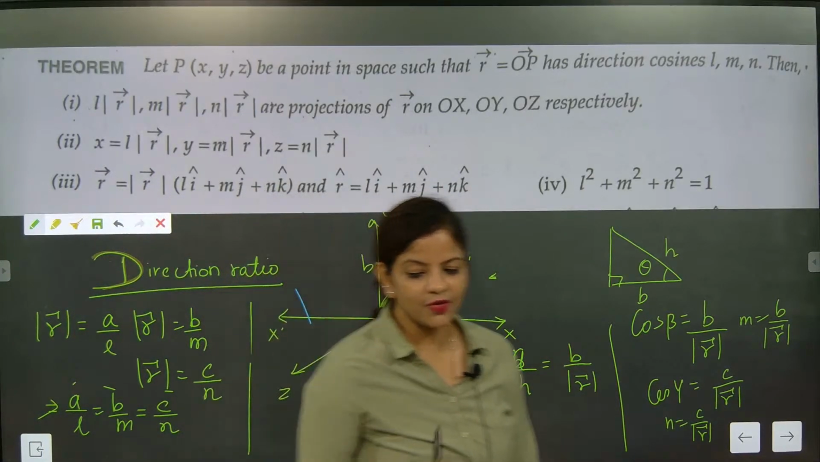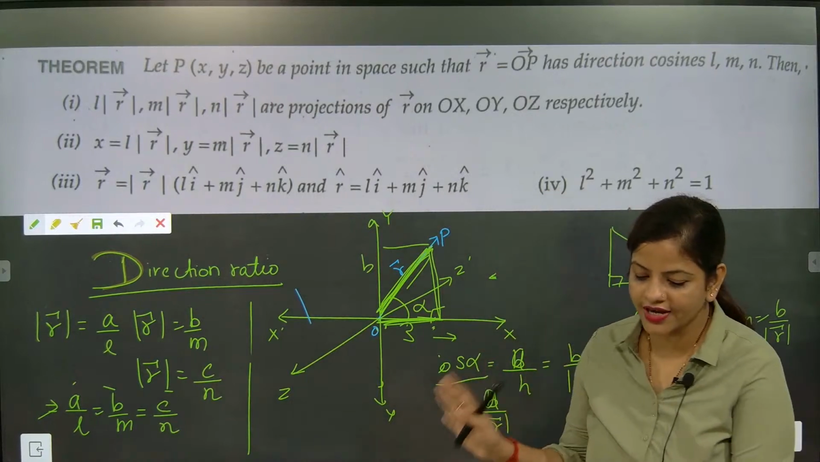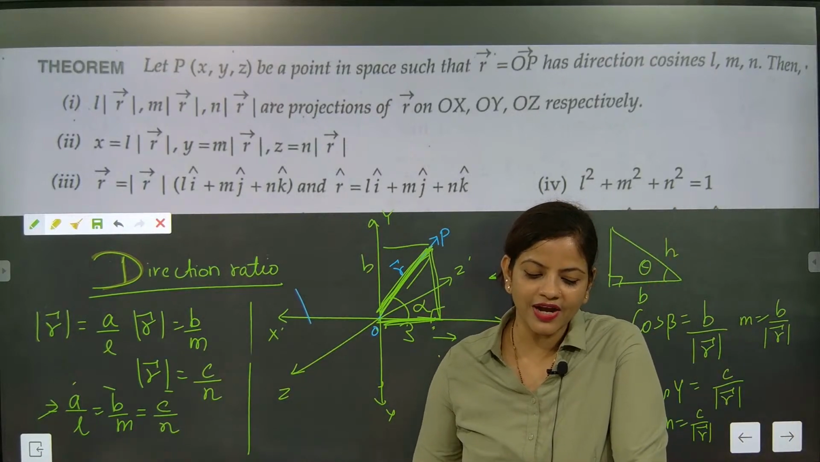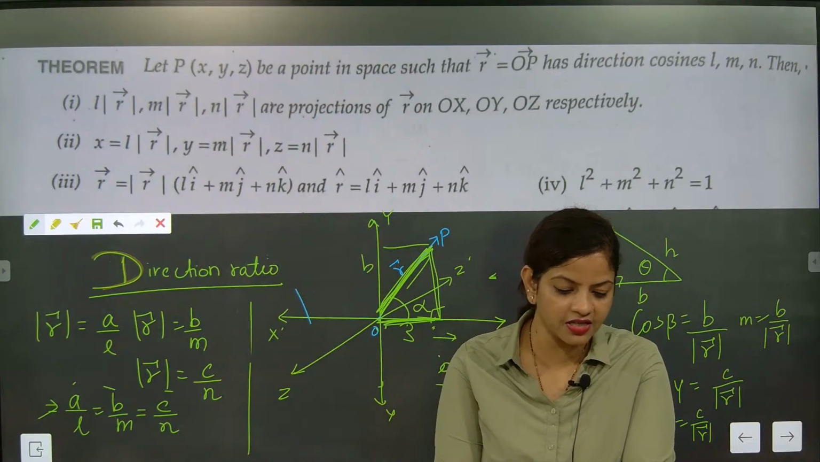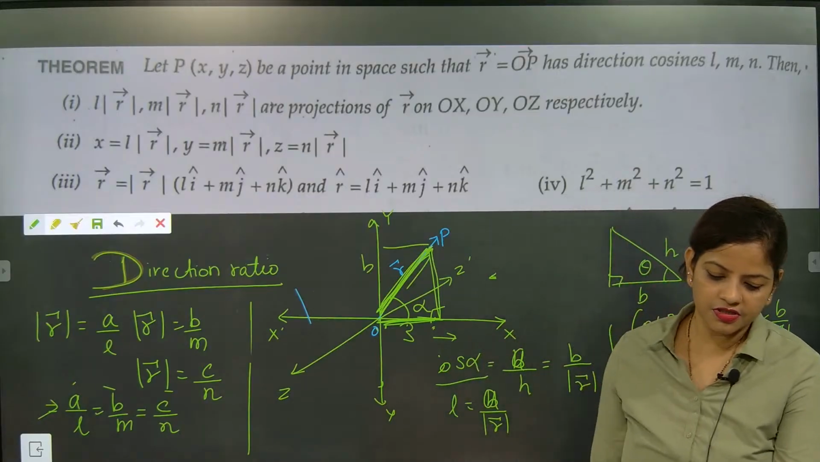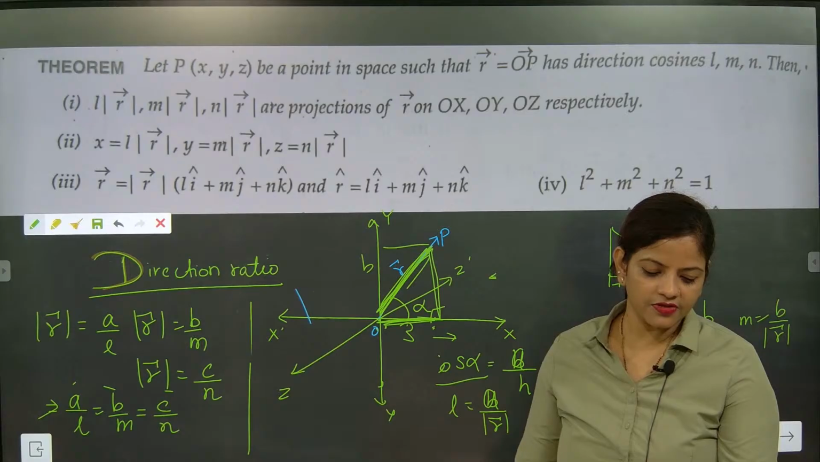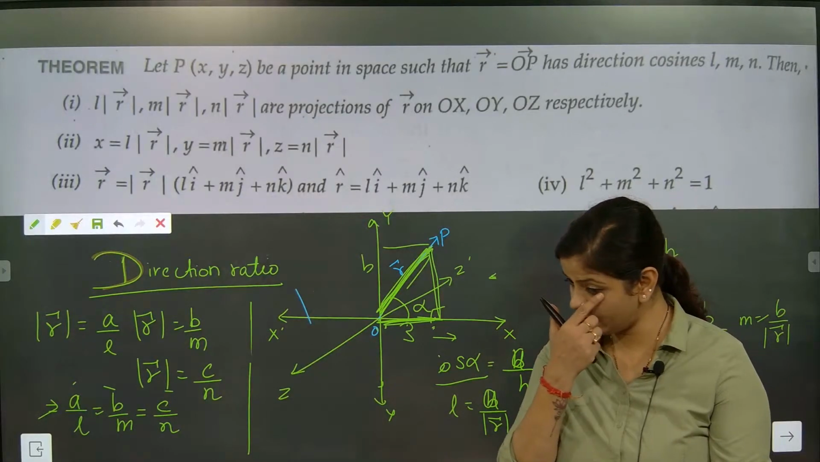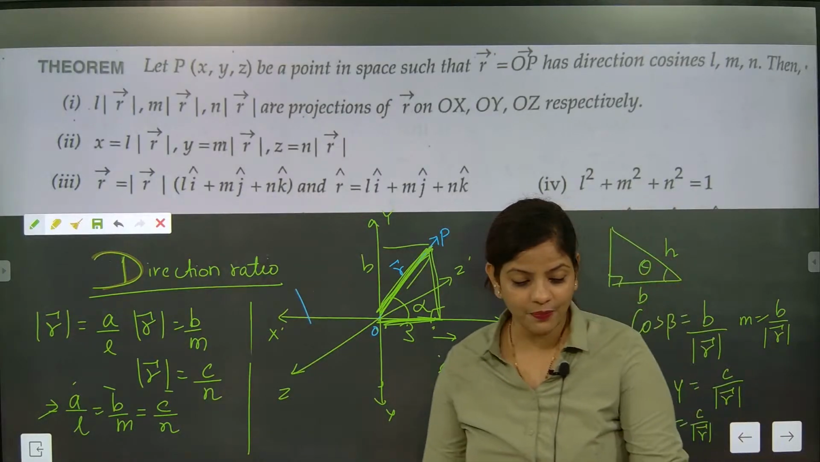Understood? So now we are going to do one small work. If you are ready, then we will do it. So how to write the relation? I think this is theorem number 1. And this theorem we will prove very easily. Now are you people ready for it?